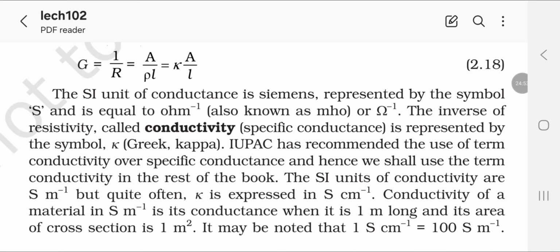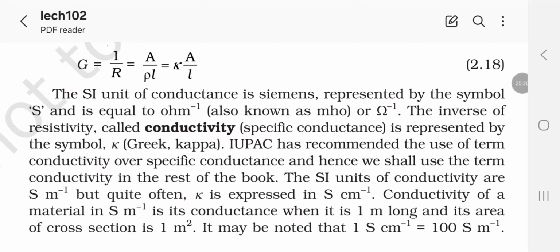The inverse of resistivity, called conductivity, is represented by the symbol kappa. IUPAC has recommended the use of the term conductivity over specific conductance, and hence we shall use the term conductivity in the rest of the book. The SI unit of conductivity is Siemens per meter, but quite often kappa is expressed in Siemens per centimeter.